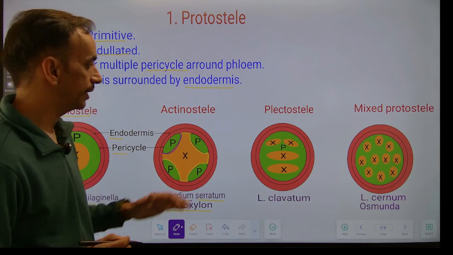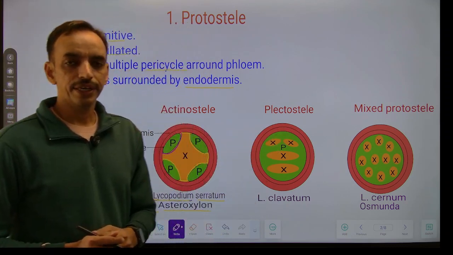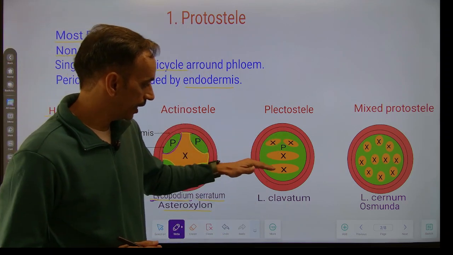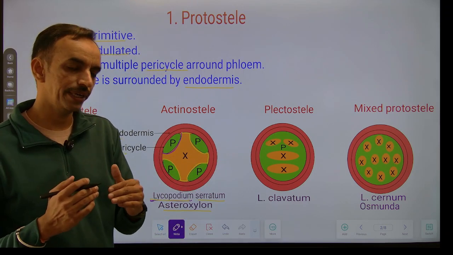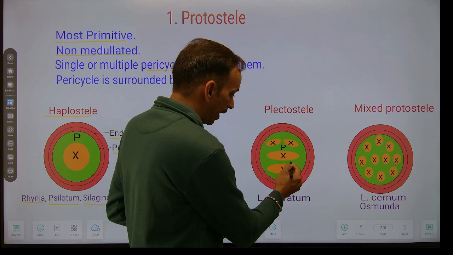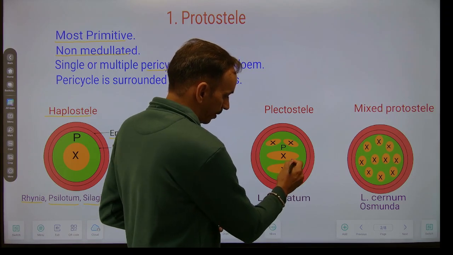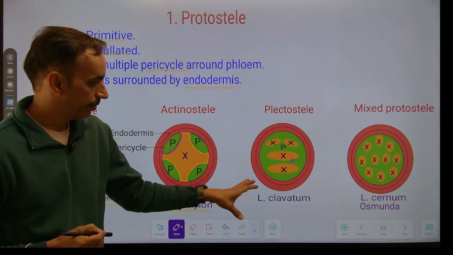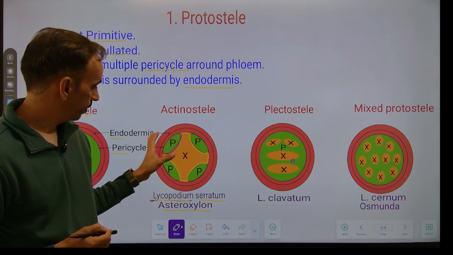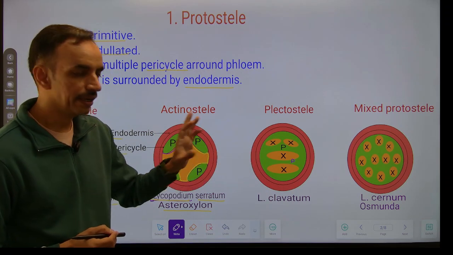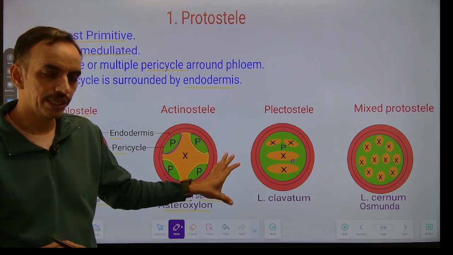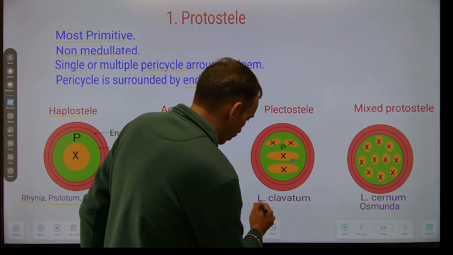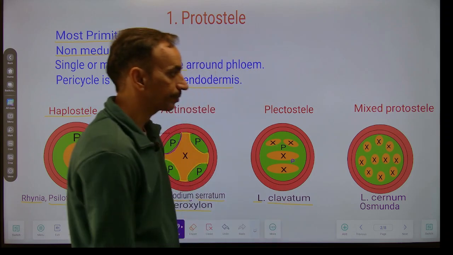The next type of protostele is the plectostele. Here we can observe alternate strands of xylem, or we can say there are interconnected plates of xylem and phloem. Again, there is a presence of pericycle and the endodermis. This type of stele is found in Lycopodium clavatum.